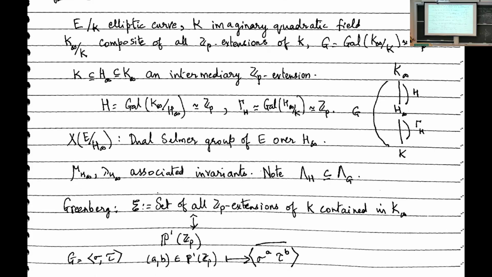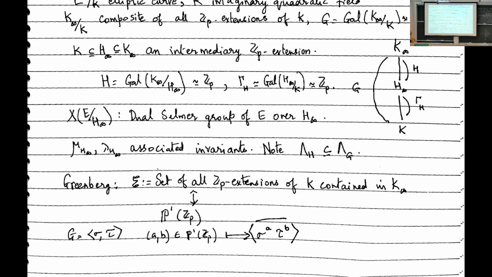And Greenberg made this observation a long time ago. He said, look at the set of all the Zp extensions contained in K infinity. So this K infinity is a Zp^2. I look at all the intermediary Zp extensions, and they are in bijection with the projective space over Zp, P1 over Zp. And what is the map given by?